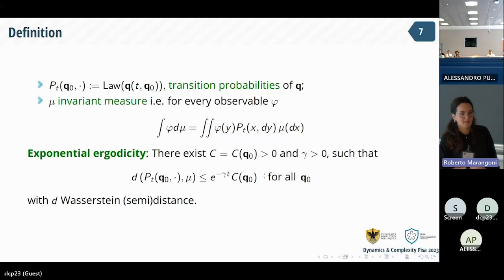So what does it say? It says that when we start from any initial condition, at some point in the long run, I'm not going to, in a sense, see my initial condition, because the distribution is going to be the same. It's going to be the invariant measure here. And in which sense do we have this convergence? We have a Wasserstein distance, or more precisely, it should be a weaker sense, so a Wasserstein semi-distance. So we want to establish effectively a convergence of this type of transition probabilities.